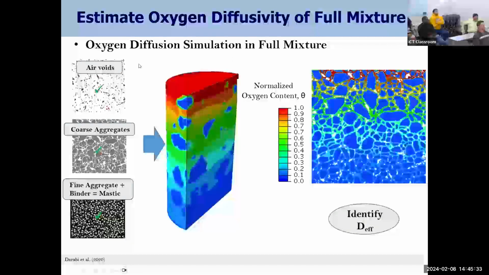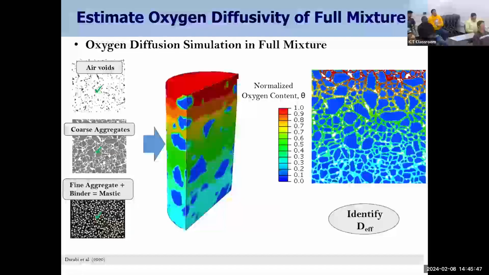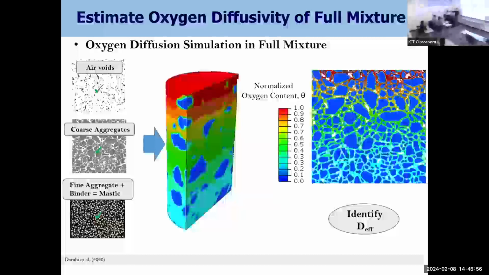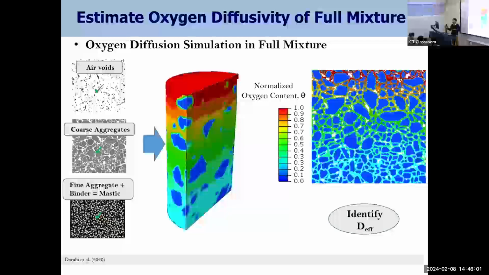So here, the parameter that you're using is oxygen content in the binder. It is normalized oxygen content, and at the top we say it's 1. 1 means that the environment is saturated with oxygen. We do a very similar thing with moisture. If you have fully saturated, we call it theta 2, and theta is 1, which means that moisture is 1. Or here, oxygen content is 1, and then we let it diffuse.